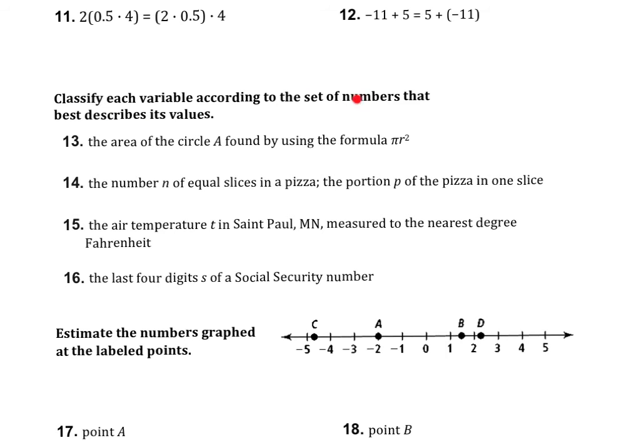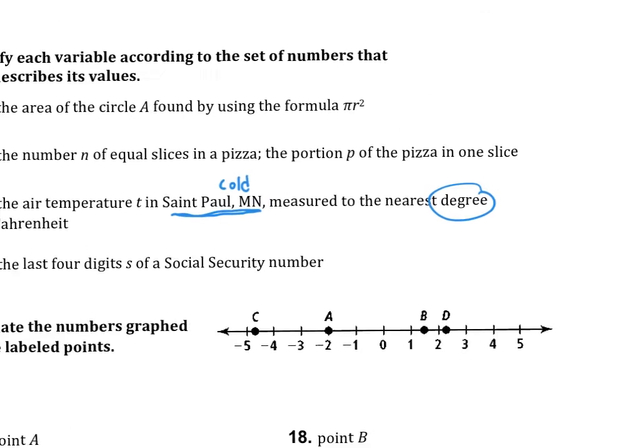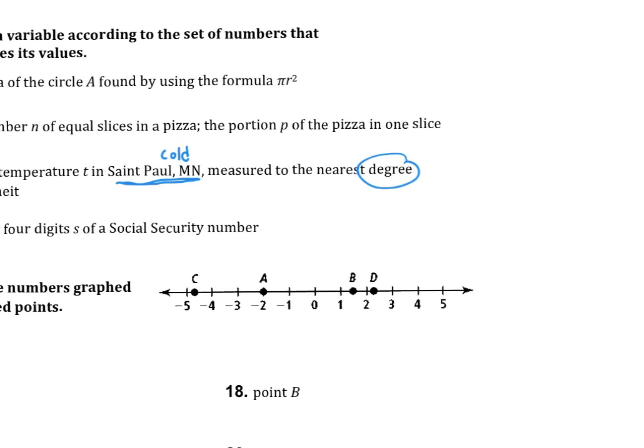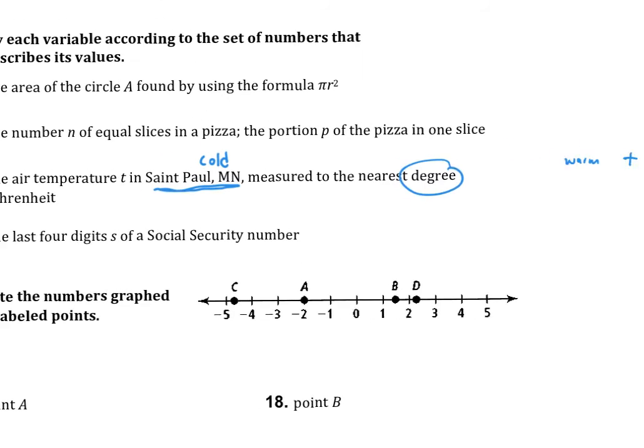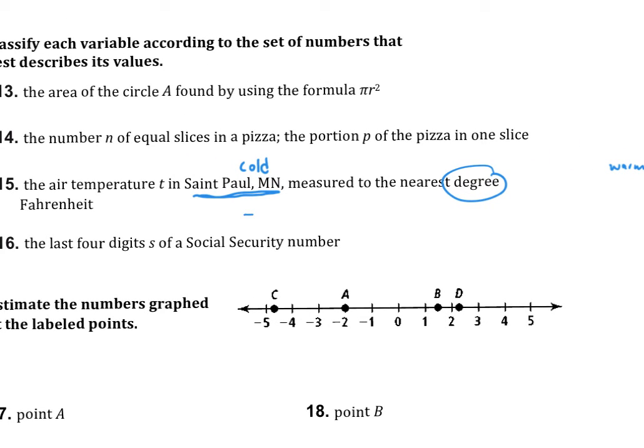Classify each variable according to the set of numbers that best describes its value. So, for example, the air temperature in St. Paul, Minnesota measures to the nearest degree. So that's a key thing, nearest degree. And maybe something you need to know also is that it gets very cold in Minnesota, okay? So if we were saying something like South Florida, then there's a good chance that would always be warm, and it would probably always be positive numbers. But because St. Paul, Minnesota gets cold, we have negative numbers, and we're doing the nearest degree.